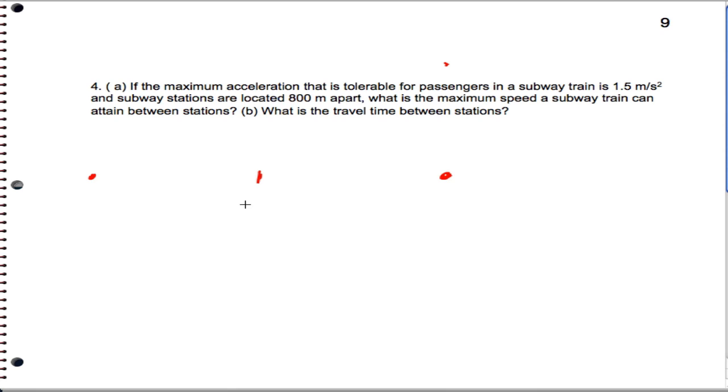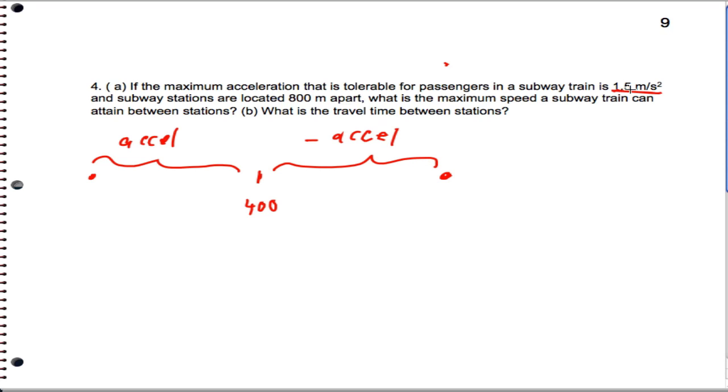And let's be clear on this. Here, we're going to accelerate. And then here, we're going to negative accelerate. But our rate of acceleration is 1.5 meters per second squared. Our acceleration is 1.5 meters per second squared. So let's get the maximum speed we can acquire between stations. And then let's get the travel time.